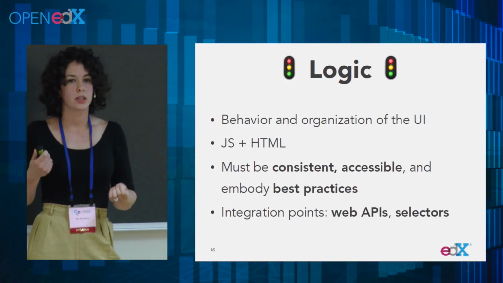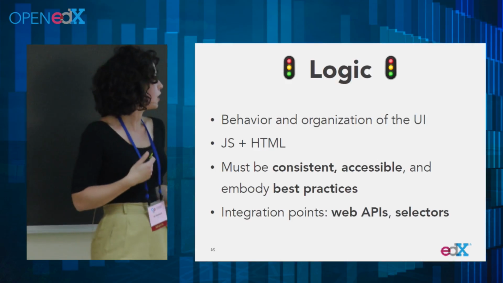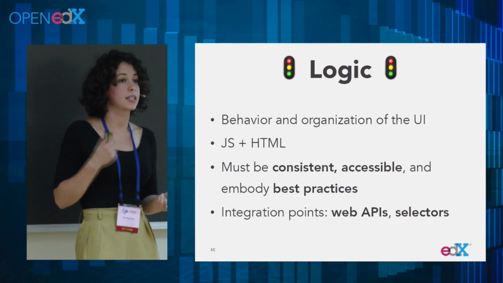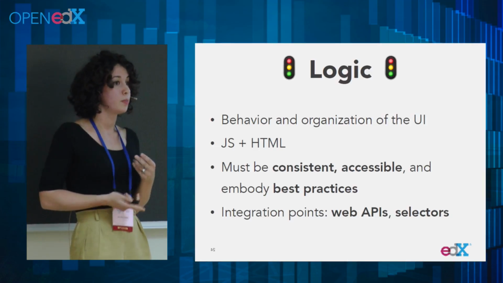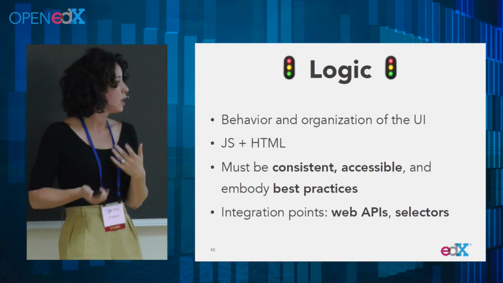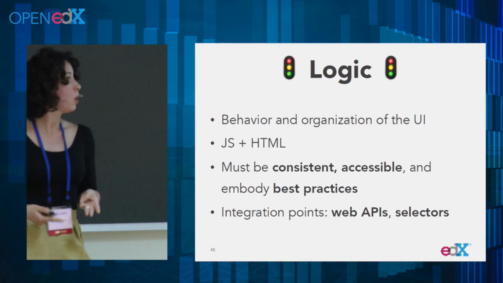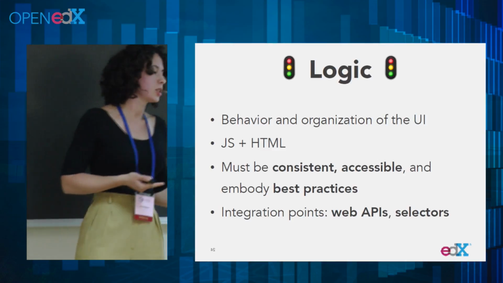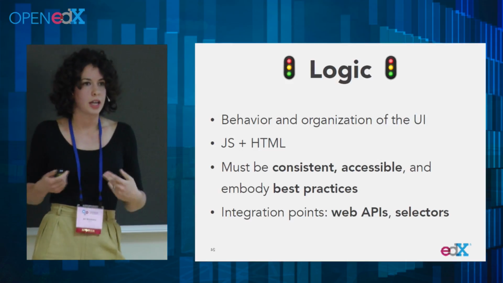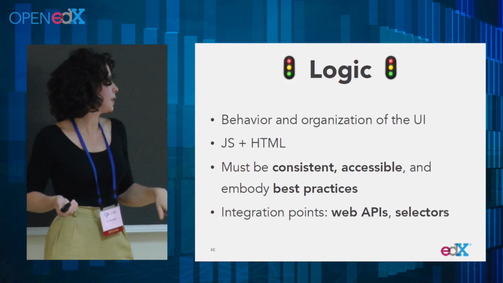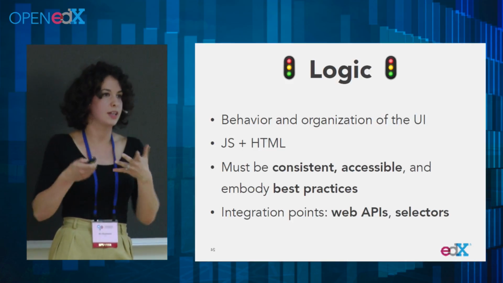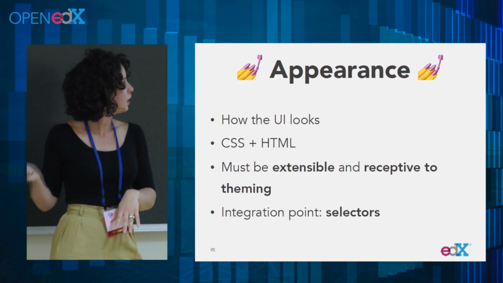This is generally handled in the JavaScript and the HTML. It's very important for this layer to be well maintained. It has to be consistent so that it lines up well with the data side and the appearance side. Accessibility lives here as well, and best practices largely live in the logic layer as well. And our integration points here, again, the data layer, the web APIs, and the way the DOM is organized so that CSS selectors work consistently.